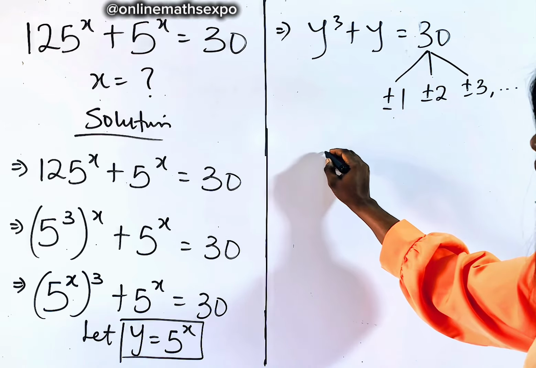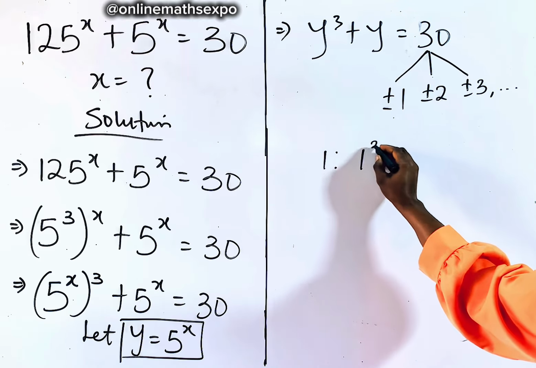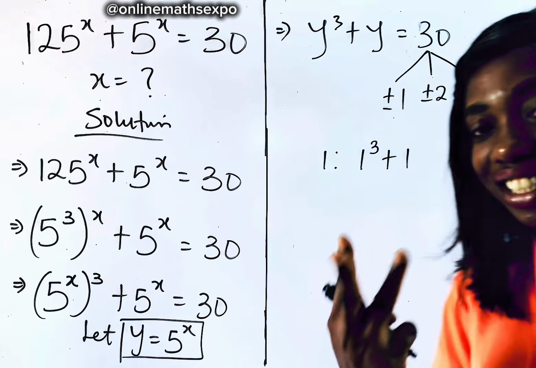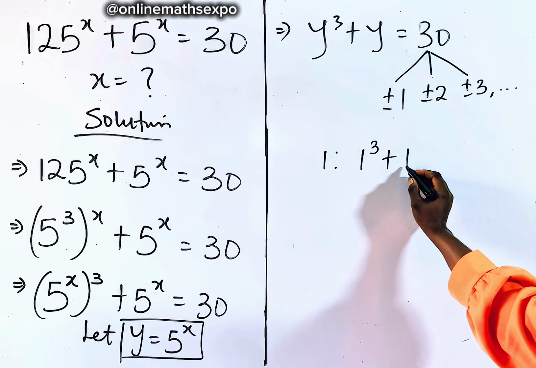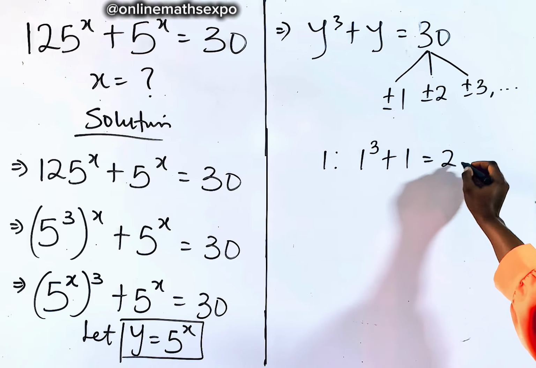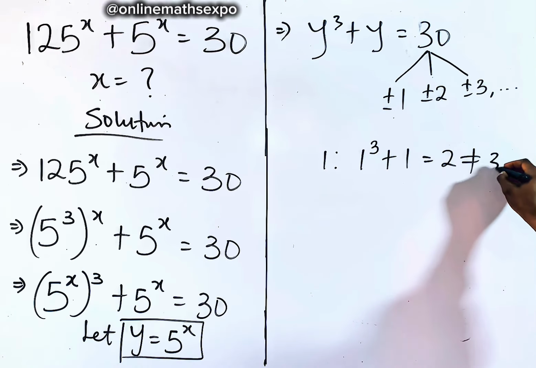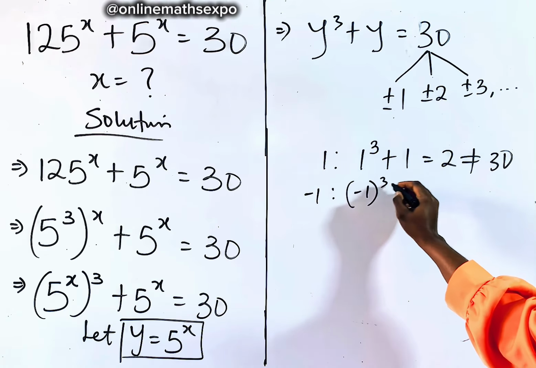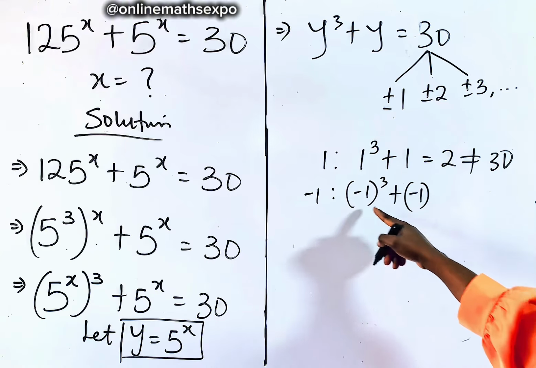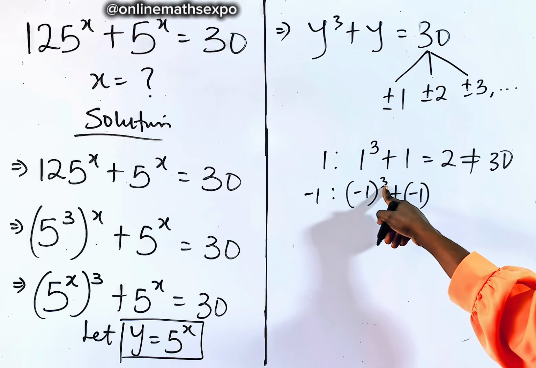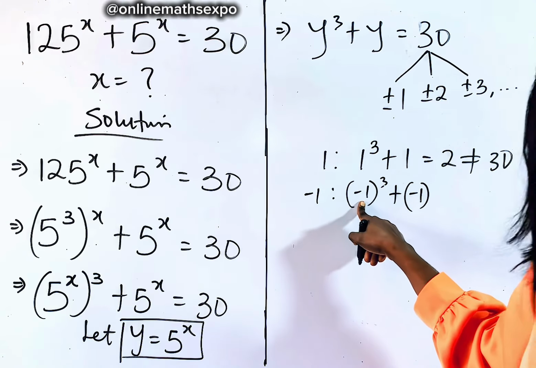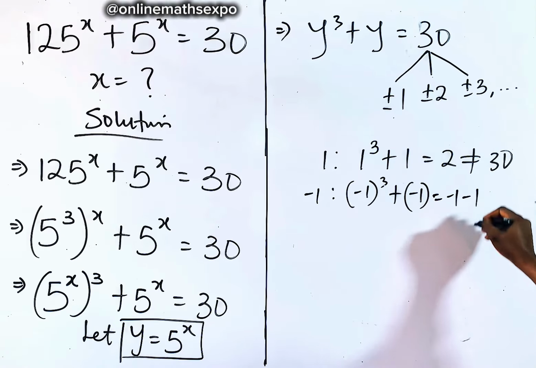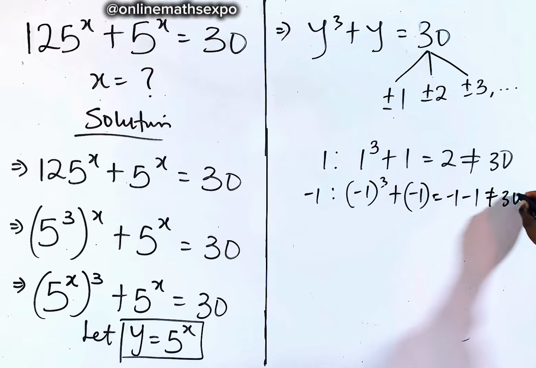Let's check from when y is 1. So we have 1 cubed plus 1. 1 cubed is 1, multiplied 3 times to give us 1. If you add 1 to it, it gives you 2. So it's not equal to 30. You can also check negative 1. It gives you negative 1 cubed plus negative 1. Whenever you cube a negative, it returns negative. So we have negative 1, and this will give us negative 2. You see, it's also not equal to 30.